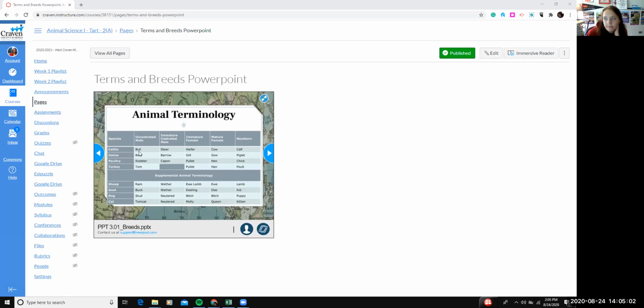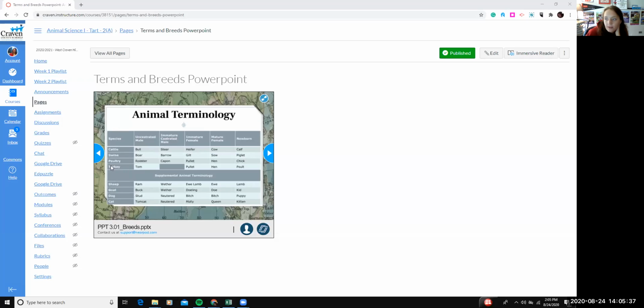So for swine, again, uncastrated males, the boar. Immature castrated males, the barrow. Immature female is called a gilt. And then a mature female is called a sow. And then your newborn is a piglet. For poultry, uncastrated male is a rooster. Immature castrated male is a capon. Immature female is a pullet. Mature female is a hen. And then a newborn is a chick.